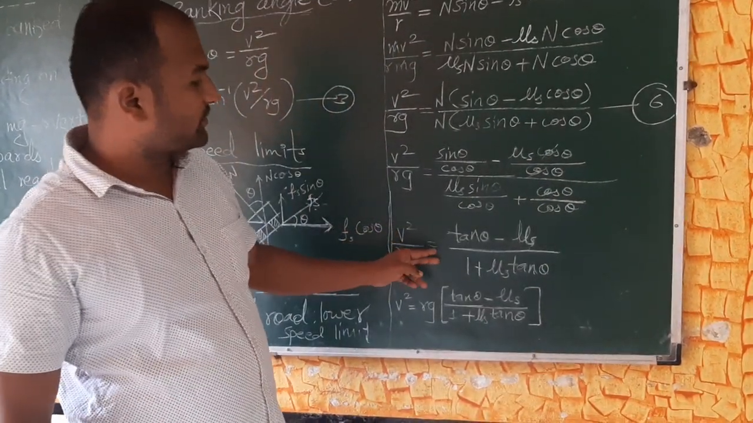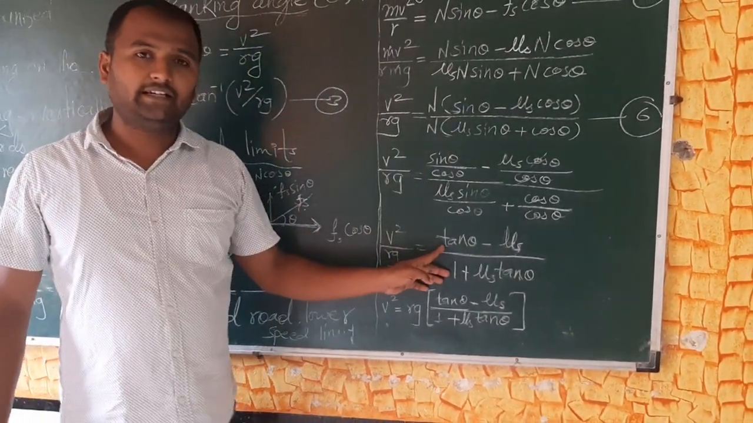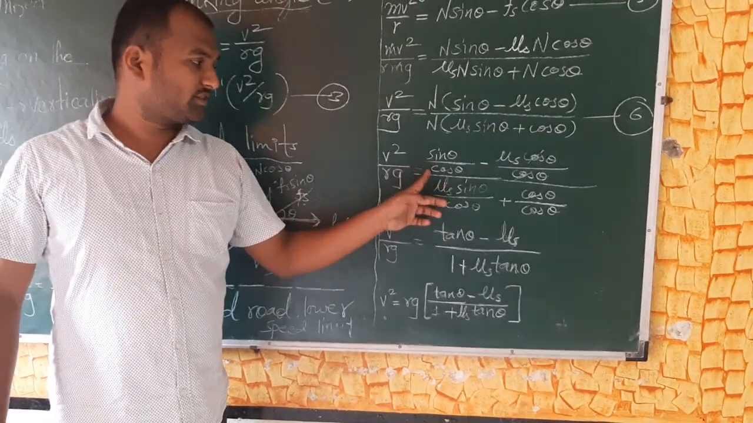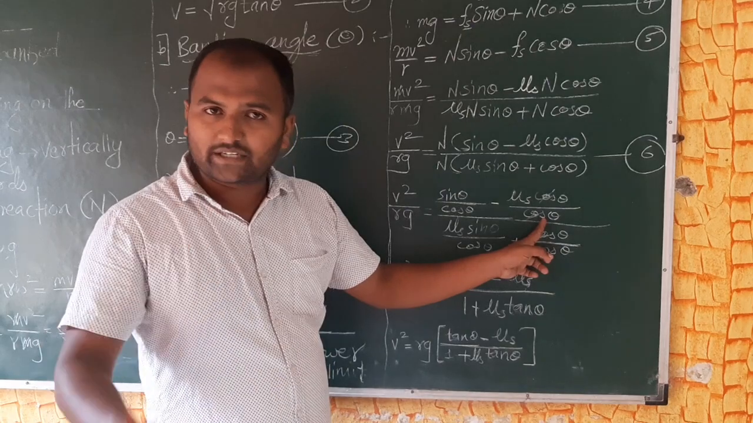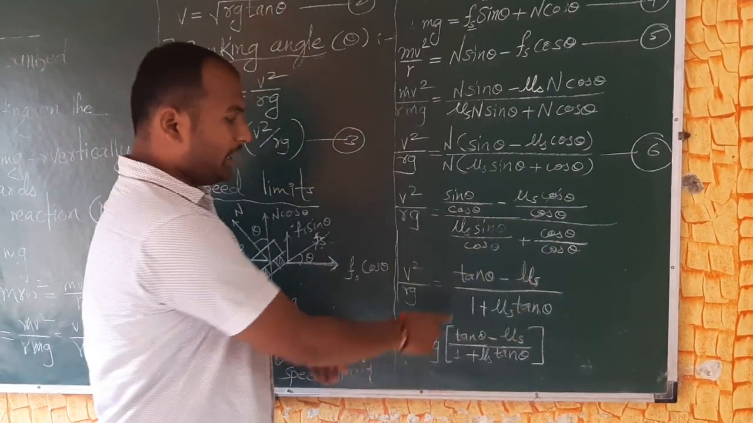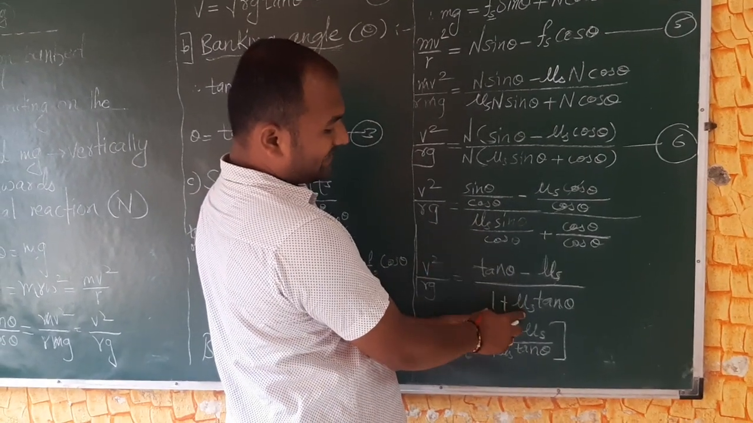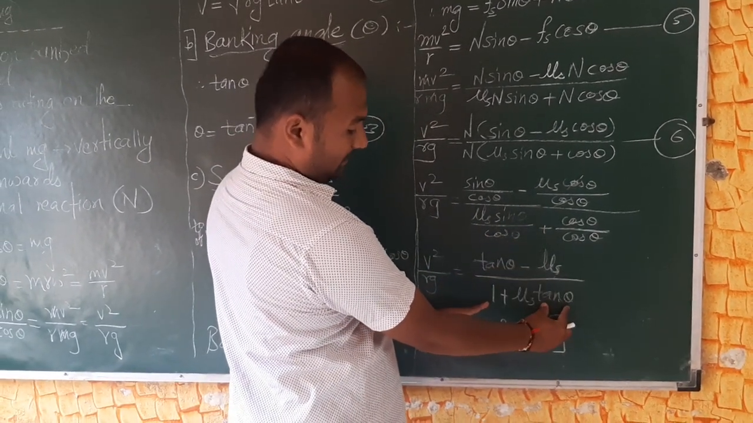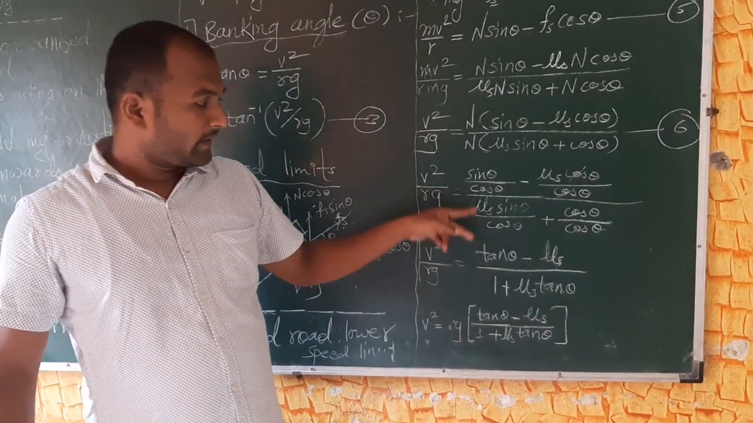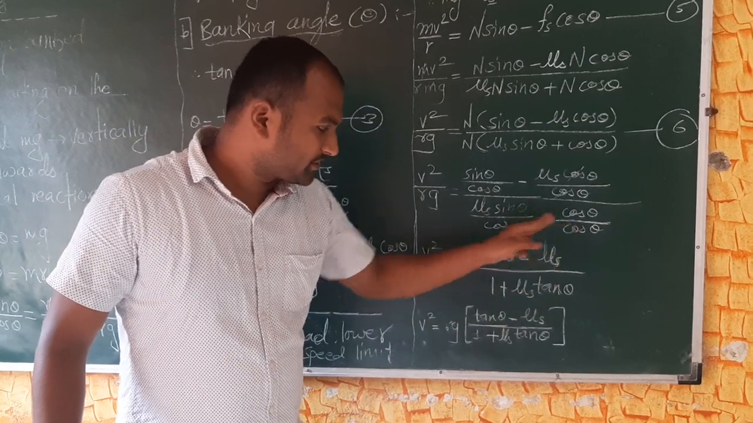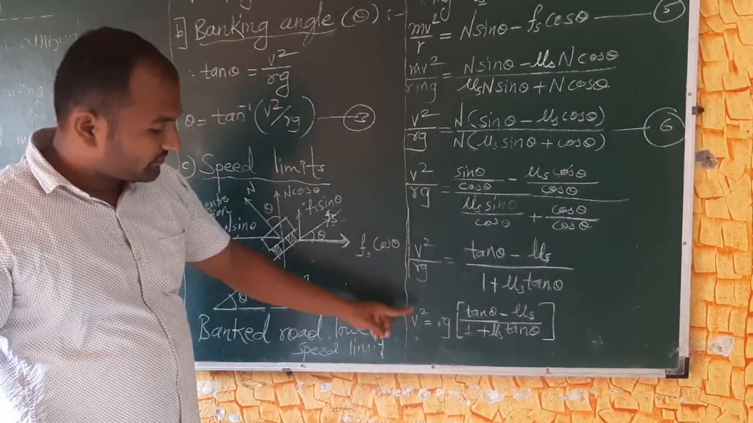So v square upon rg is equal to, we know that sin theta upon cos theta means tan theta, minus, as cos theta cancels, remaining is mu s, and in the denominator mu s into sin theta upon cos theta, which we can write as tan theta, and again cos theta upon cos theta is 1. The term here is written here and the term there is written there; the value in the denominator is written like this. So therefore v square is as it is.